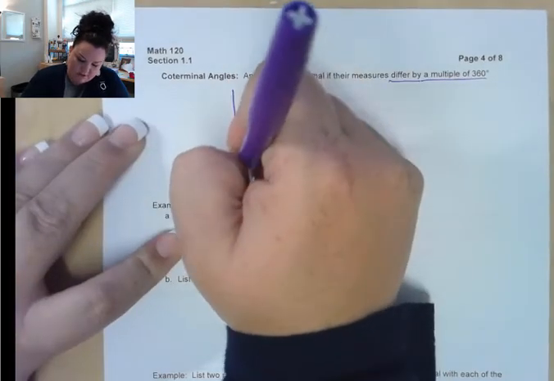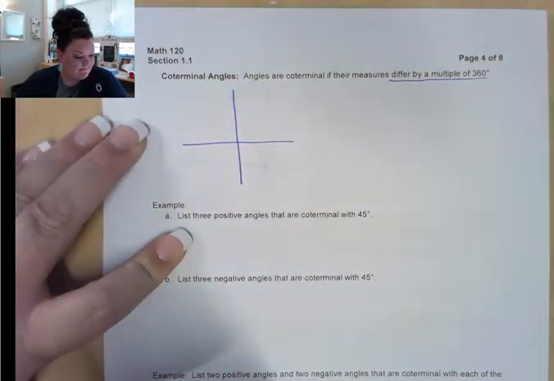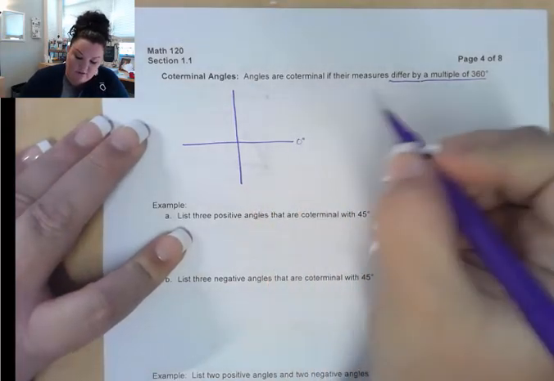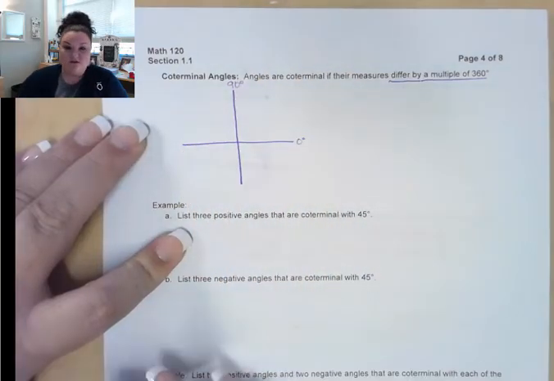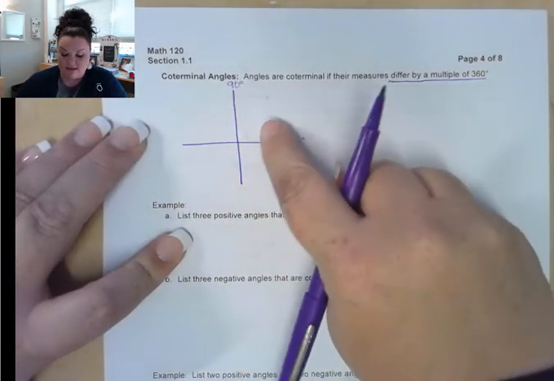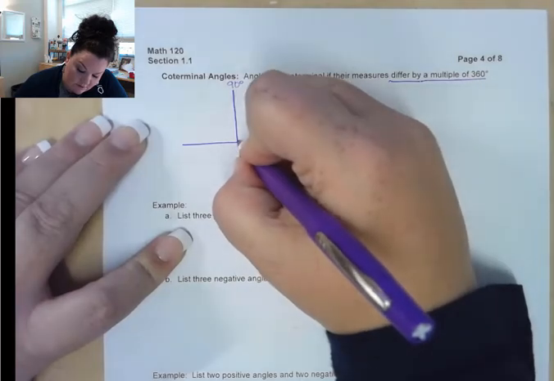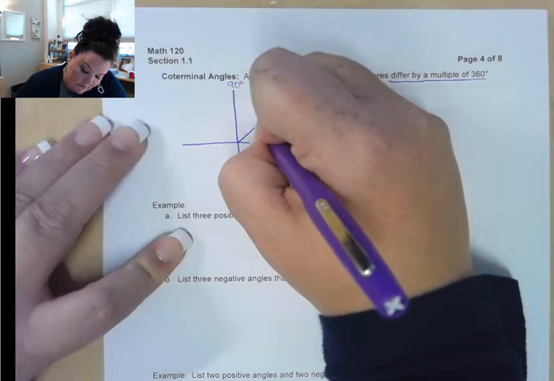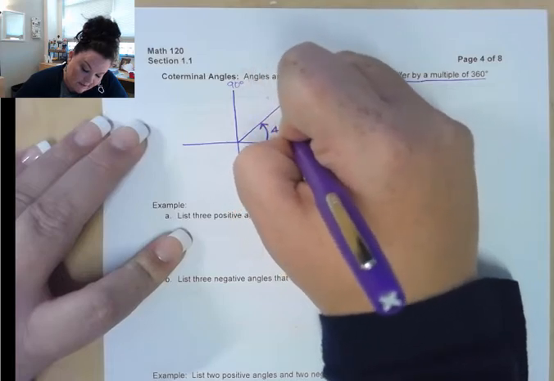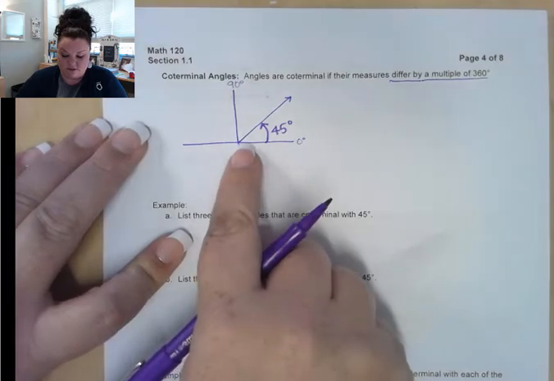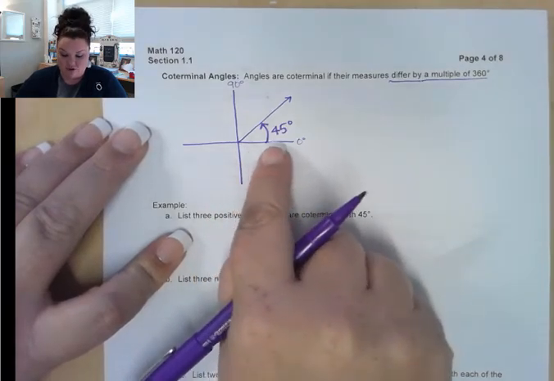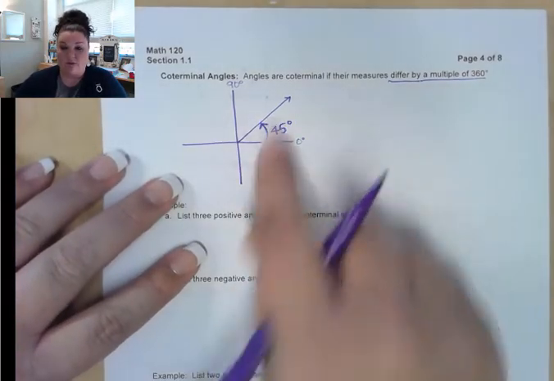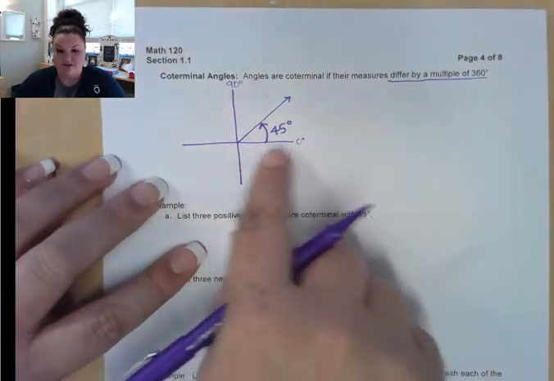Let me draw a picture here. Let's look at a 45-degree angle. Here's 0, here's 90, so a 45-degree angle would be perfectly in the middle here. So I'm going to go ahead and draw out a 45-degree angle. It would look like this. It starts on the positive x-axis, and the terminal side is this ray that's up at 45 degrees away from the positive x-axis.